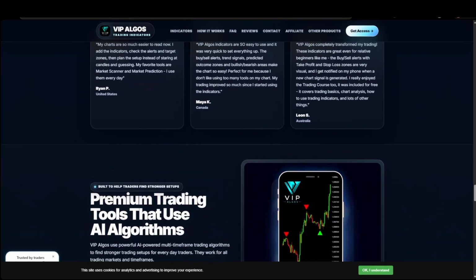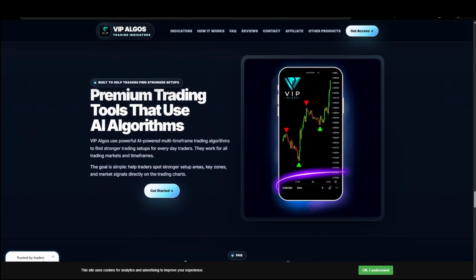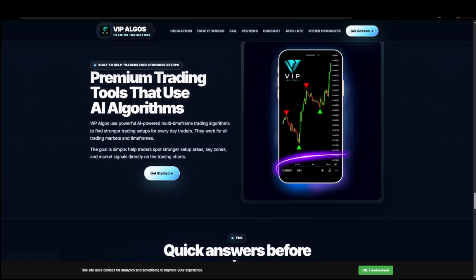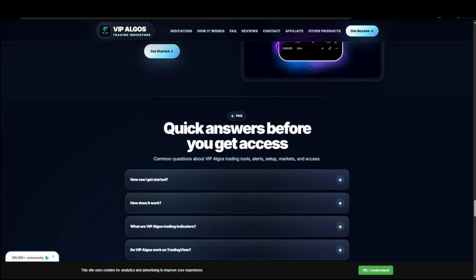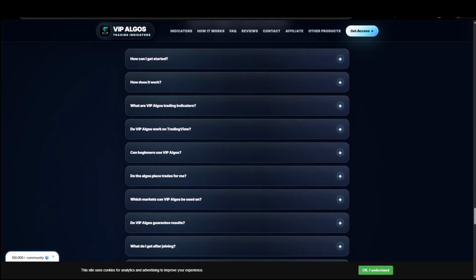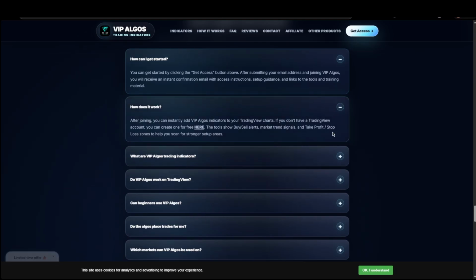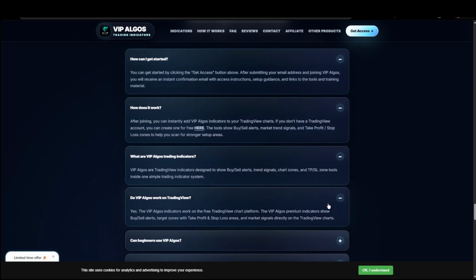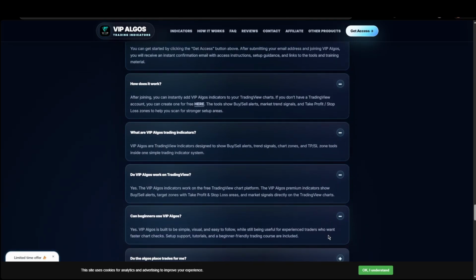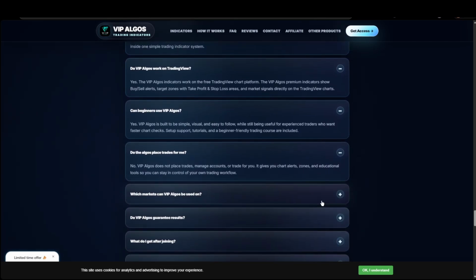One variable I always factor in, refund policy. VIP Algos comes with a standard money-back guarantee window. I treat that as a confidence metric. Companies don't offer real return windows on algorithmic products they know underdeliver. It also means if it doesn't work for your situation, you're not absorbing the full risk.